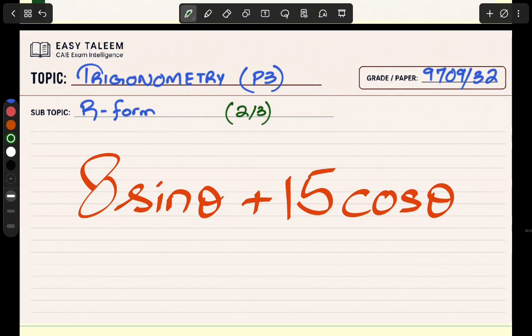Without expanding anything, and without using identities or differentiating, can you tell me the maximum possible value of this expression? If you can't, by the end of today's lecture, you'll be able to answer this mentally.